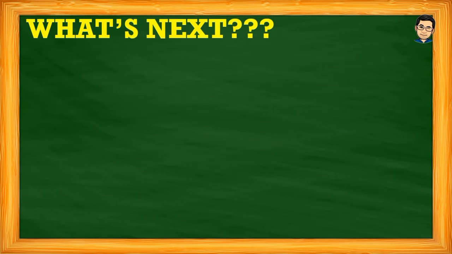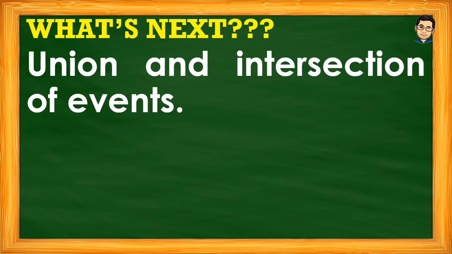So, after this lesson, we'll now move on to another topic. So, hindi na po permutation and combination ng ating topic. We will be discussing union and intersection of events. So another area or another branch of mathematics will be discussed, which is the probability.